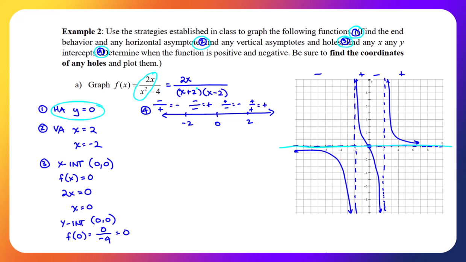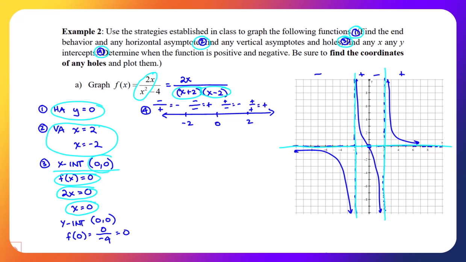I factor what I can, and the x plus 2, x minus 2 factors in the denominator. Nothing reduces out, so if I set those two equal to 0, they give me my vertical asymptotes at x equals negative 2 and at x equals 2. To find the x-intercept, I set the function equal to 0, and to do that, I just set the numerator equal to 0, and I get 0.